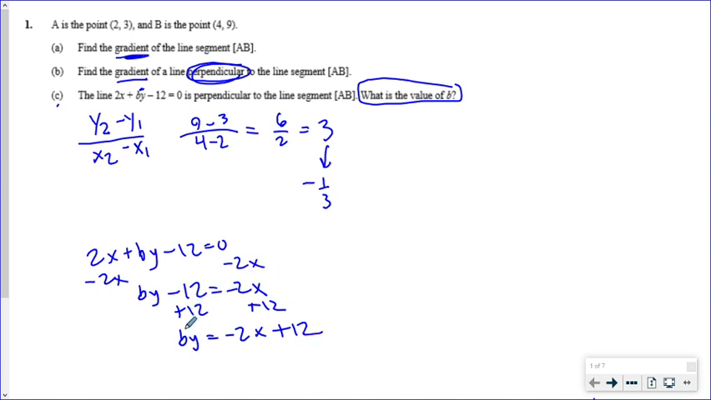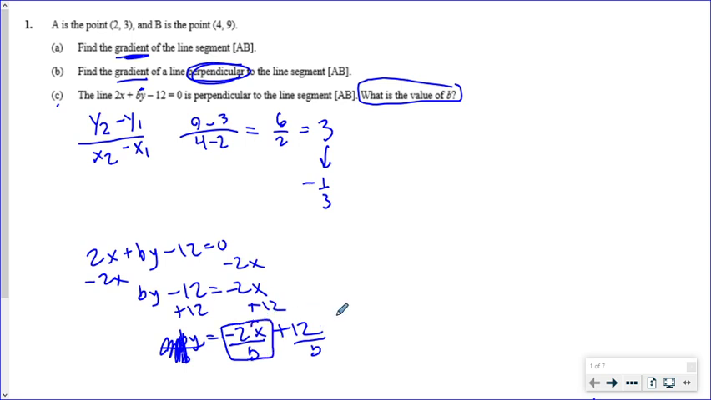All right, so now I've got to get this y by itself. So what happens? I divide everything by b. So this goes away. Go away. I don't like you anyways. All right, so now I'm left with this. This is what's important now.